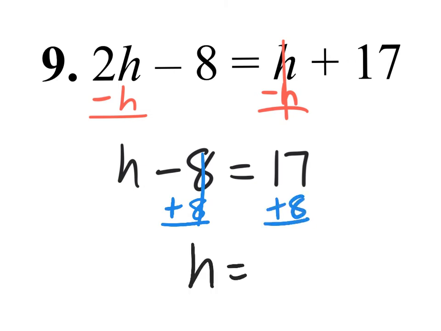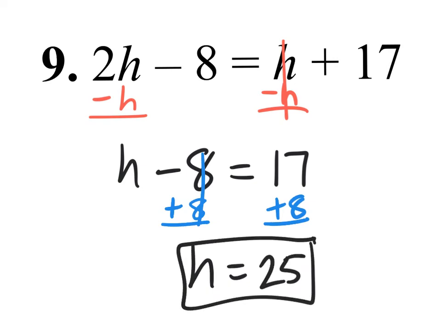We have h equals 25. And again, if you're ever doubting yourself, if you don't really feel confident on your answer, you could plug in 25 right there. 2 times 25 is 50. 50 take away 8 is 42. And then over here we have 25 plus 17, and that really is 42 as well. So it does work. You get 42 on both sides of your answer. So you could double check it that way.